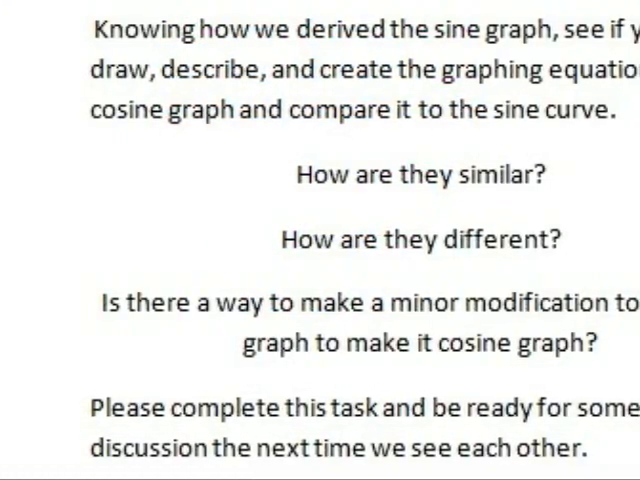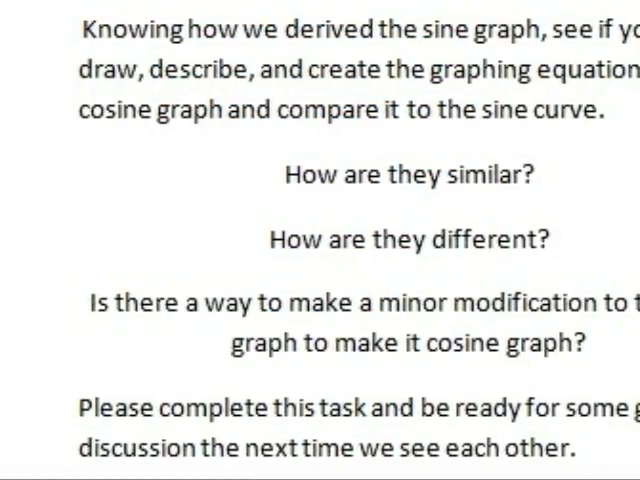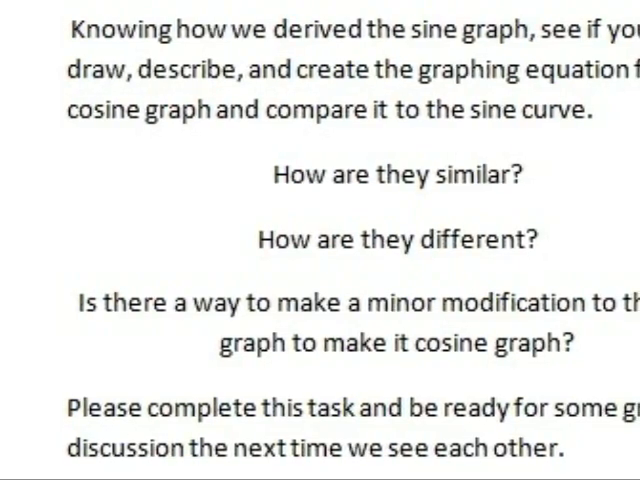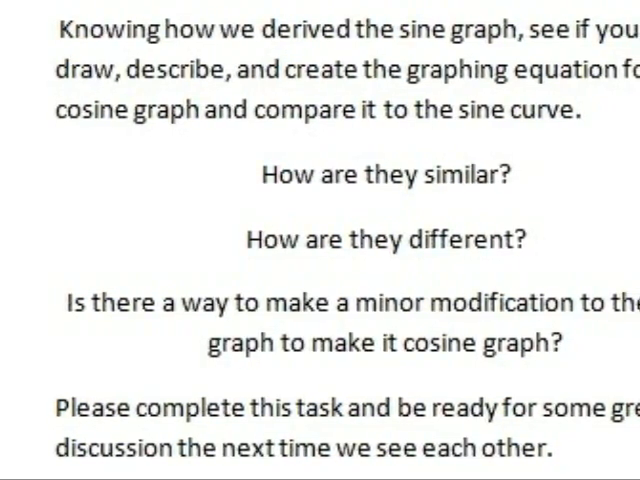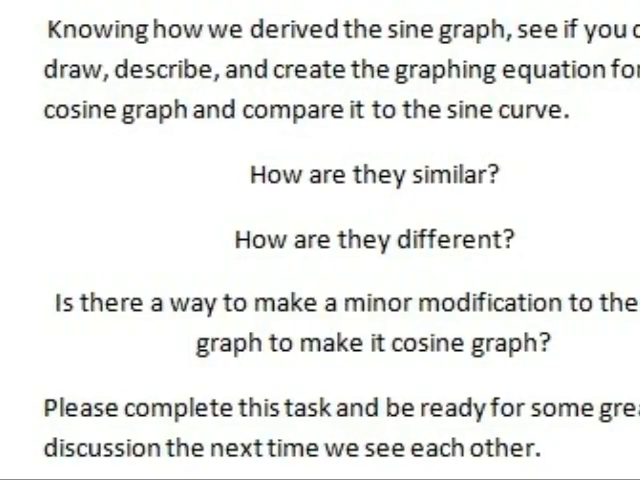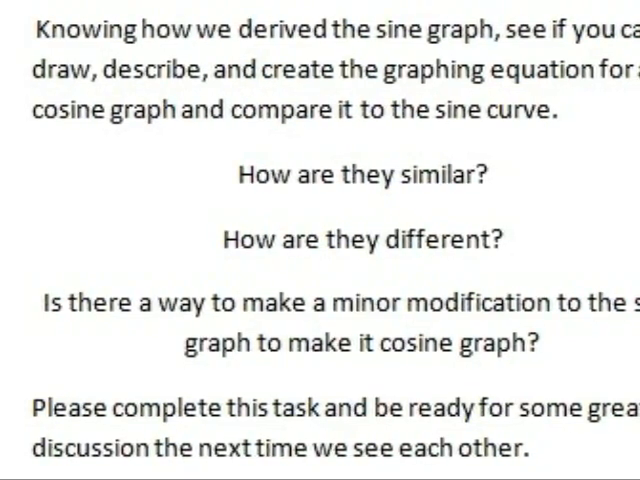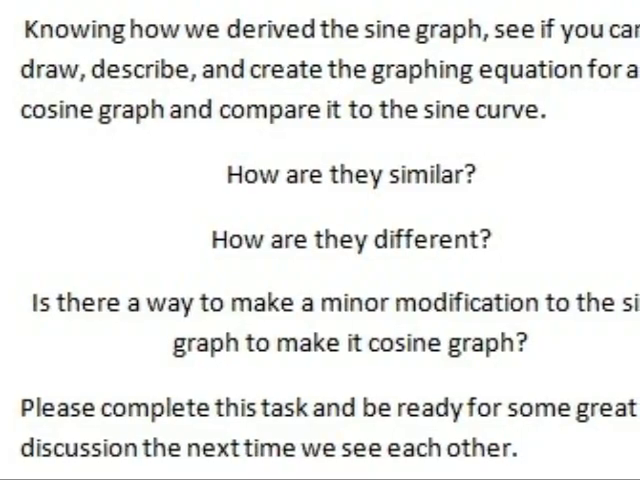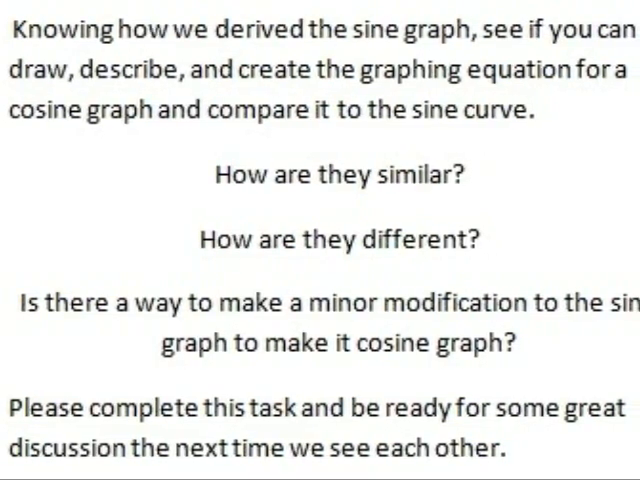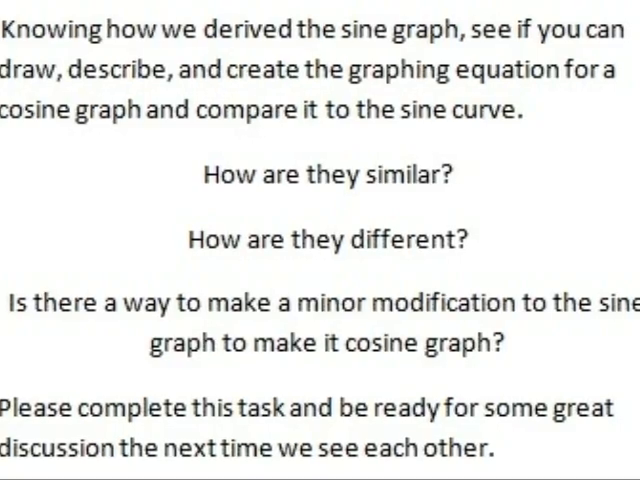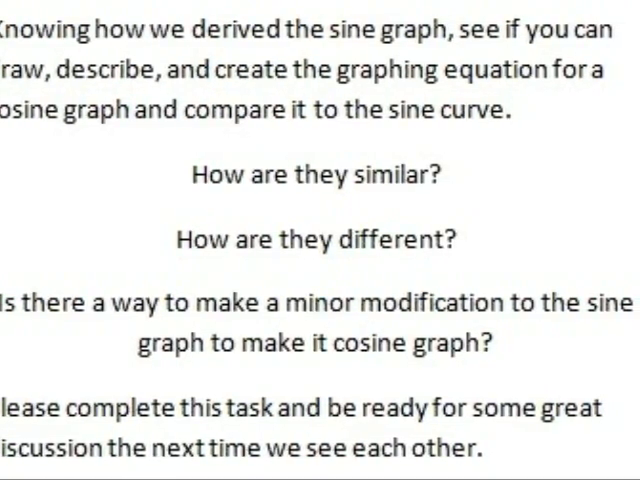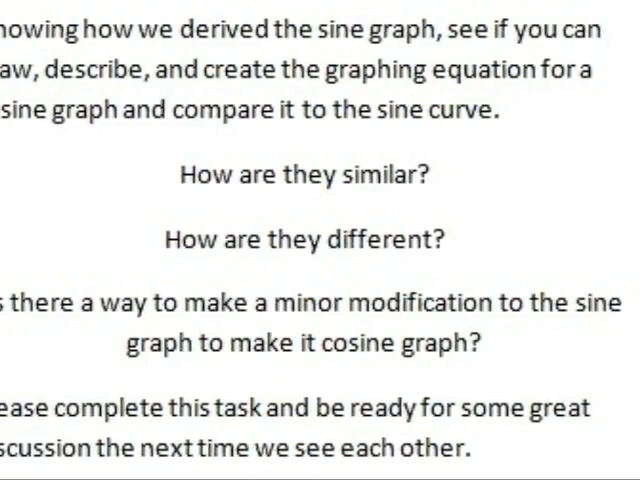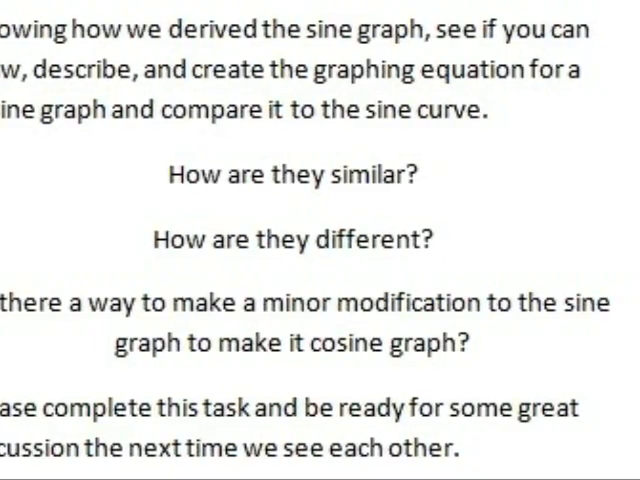All of this we've done is on the sine wave. What about the cosine wave? Challenge extended! Knowing how we derived the sine graph, stemming from the vertical distance to the horizontal, I challenge you to see if you can draw, describe, and create the graphing equation for a cosine graph and compare it to the sine graph. How is it similar? How is it different? Can we make a minor modification to the sine graph to make it a cosine graph?